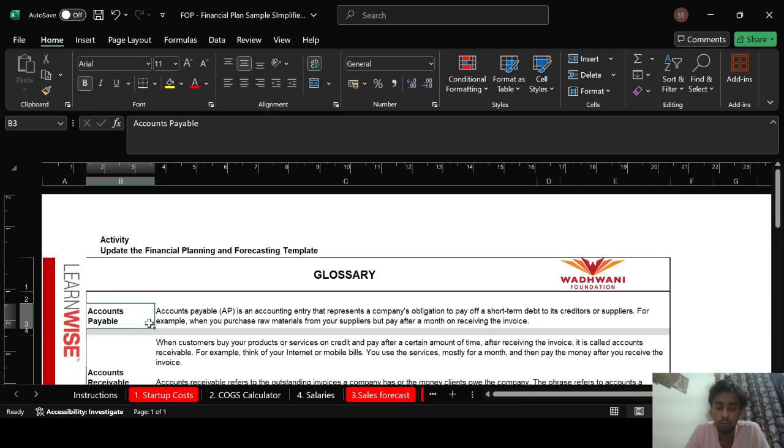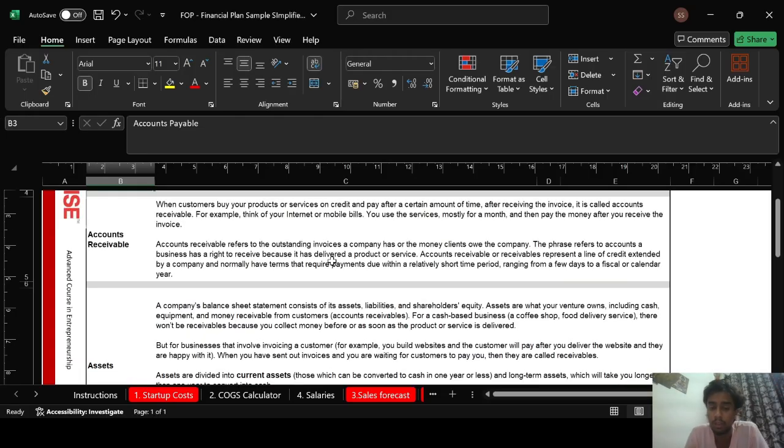When customers buy your products or service on credit and pay after a certain amount of time after receiving the invoice, it is called accounts receivable. For example, think of your internet or mobile bills. You use the service mostly for a month and then pay the money after your service, on the invoice.